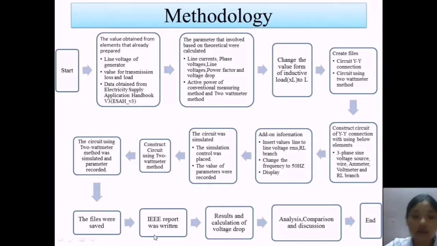IEEE report and refer to the format. And next, the result and calculation of voltage drops will be done. And the next is analysis, comparisons, and discussion. And last is the end, and I finish my project.